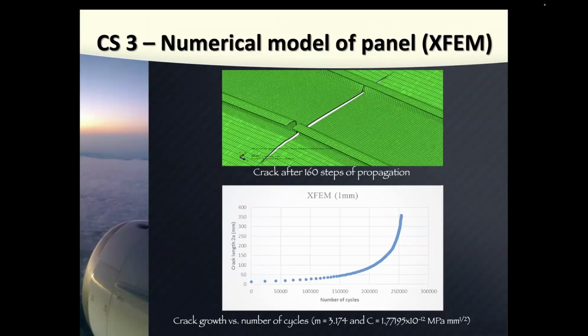And look, I managed here to break one of the stringers completely, and the second stringer, let's say, partially, which is good, not bad at all. And I got around 250,000 cycles until the crack length was 350 millimeters. The problem was, you will see later, this was a difference of more than 40% compared to the experiment.